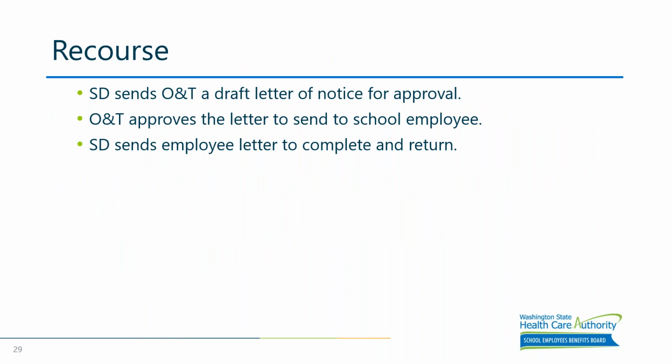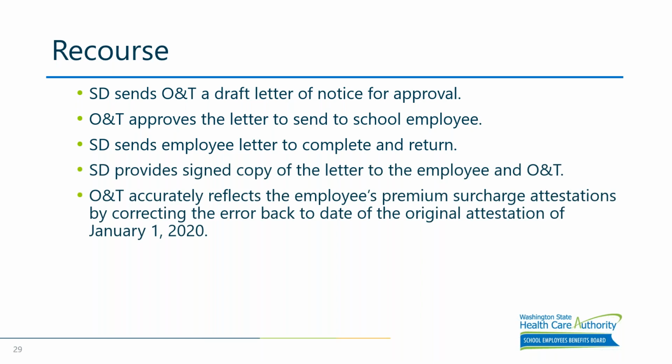So recourse would be for the school district to send outreach and training a draft letter of the notice for approval. Outreach and training will approve that letter to send to the school employee. The school district sends the employee the letter to complete and return back to the BA. The school district will then provide a signed copy of the letter to the employee and outreach and training. And then outreach and training will accurately reflect the employee's premium surcharge attestation by correcting the error back to the date of the original attestation of January 1st, 2020.